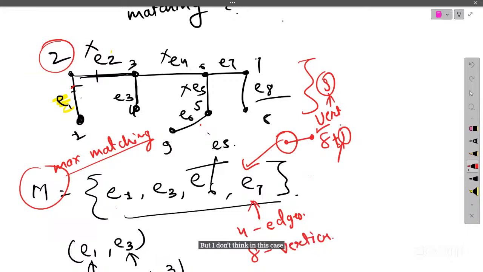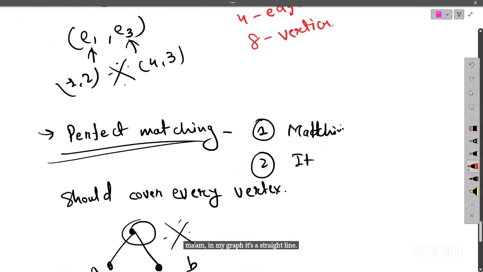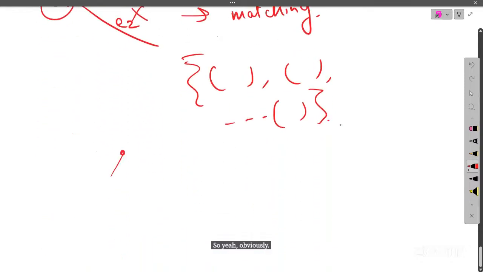So what are the edges you are considering? Ma'am, I think a matching with 5. 1, 2, 3, 4, 5, 6, 7, 8, 9. Ma'am, 9. Oh, number of edges. Which edges are you considering? E1, E2, E4. E1, E3, E5, E7, E9. If you consider E5, then you cannot consider E7 because they are sharing one endpoint. No, ma'am, not in that graph. Ma'am, in my graph, it's a straight line. So, yeah, obviously, whatever example you consider, in that case you can do it.